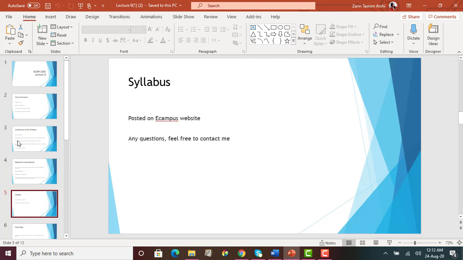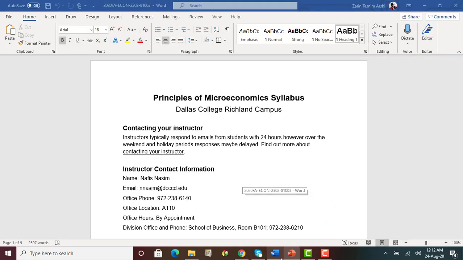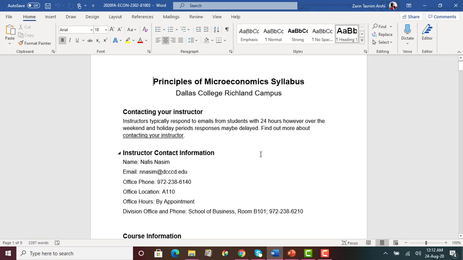The syllabus is posted on eCampus. The syllabus is like a guidebook for this class. It has all the information you need, and I'm going to go over it right now, but it's very, very important you look at the syllabus and check it periodically so that you do not miss any deadline, you know what's going on in the class and everything. And again, if there are any questions, you can always reach out to me. So let me go over the syllabus quickly.